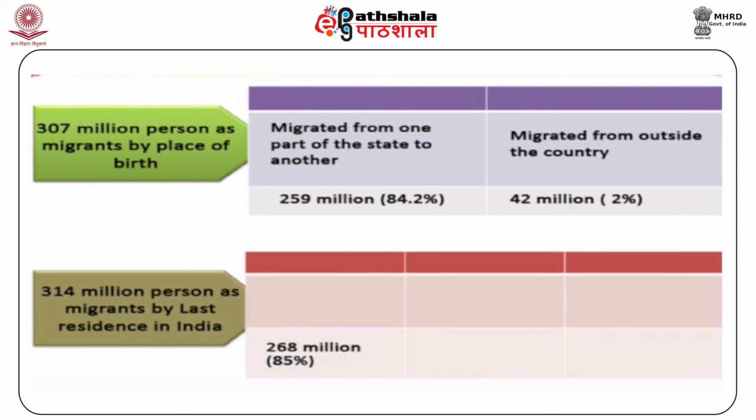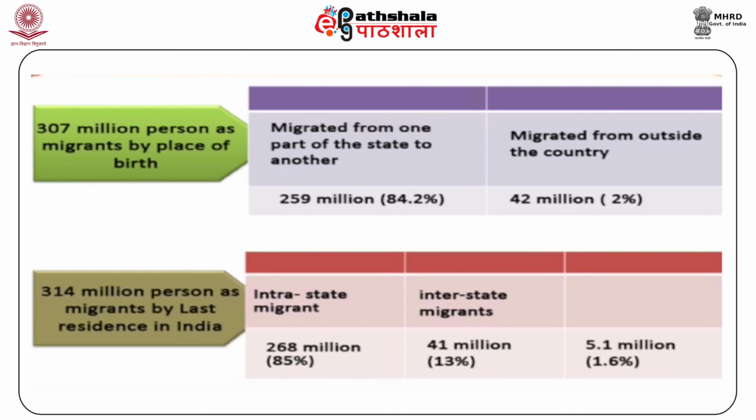268 million were intrastate migrants, those who migrated from one area of the state to another. 41 million were interstate migrants and 5.1 million had migrated from outside of the country.